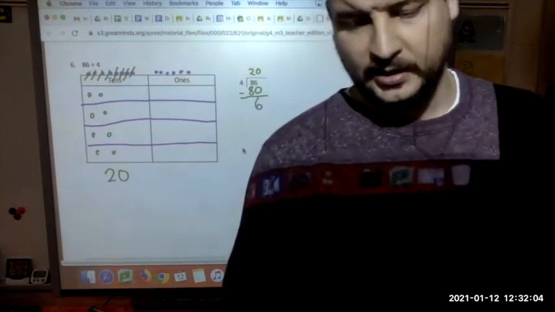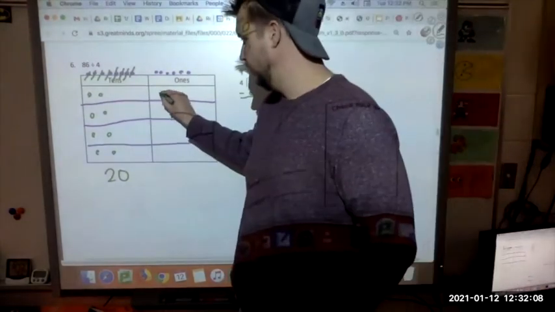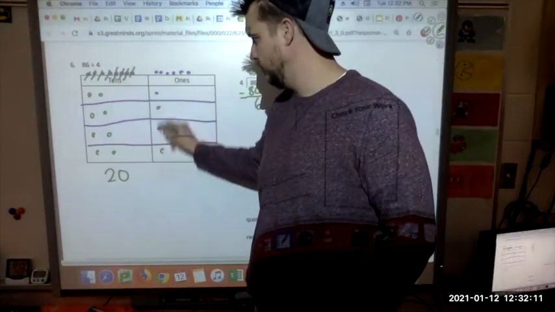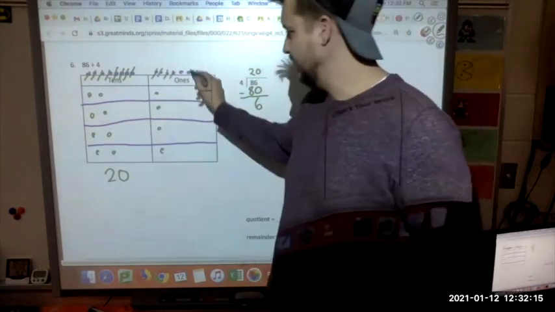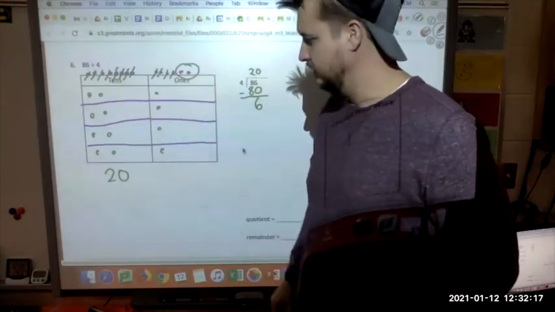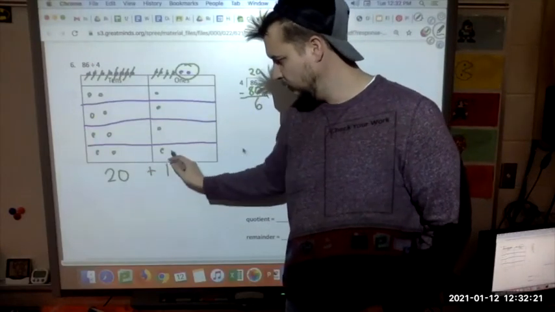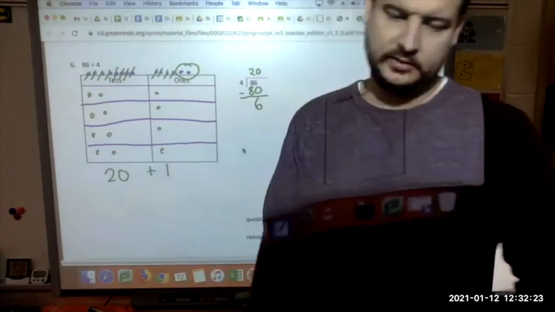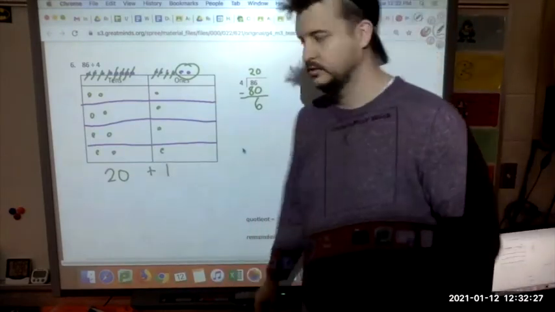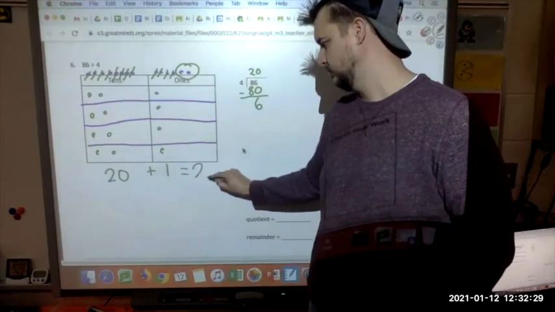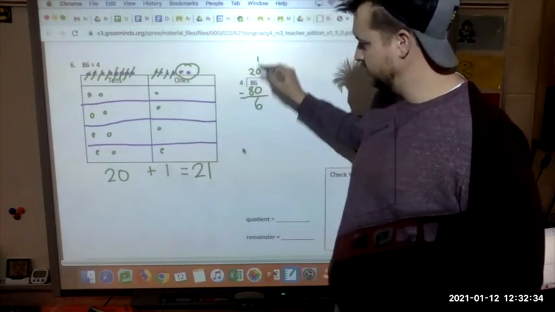I'm not done yet. So I've got to fairly share the other group. 1, 2, 3, 4. There's 2 left over. I cannot share those, so that's my remainder. What do I have in one group? 1. 20 plus 1 equals 21. Put my 1 in the quotient.